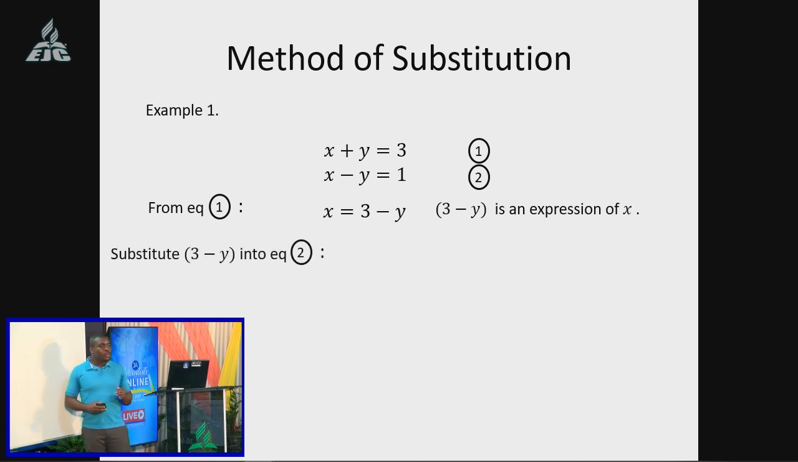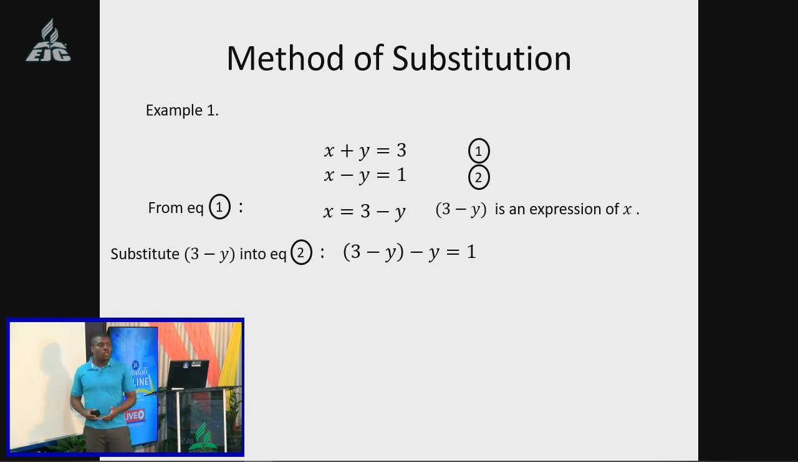So we're going to now substitute that expression, 3 minus y, into equation 2. Now remember when I said we're going to substitute the derived expression into the untouched equation. In this case, my untouched equation is equation 2. Why? Because the expression that I derived was from equation 1. If I had derived my expression from equation 2, then my untouched equation would be equation 1. So since my untouched equation in this case is equation 2, I'm going to substitute into that equation. So wherever I see x, instead of writing x, I write 3 minus y.